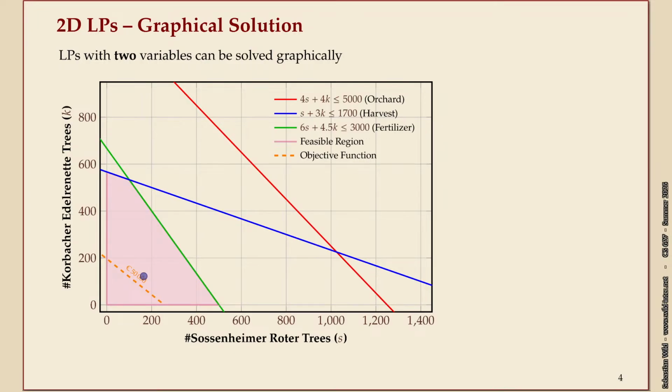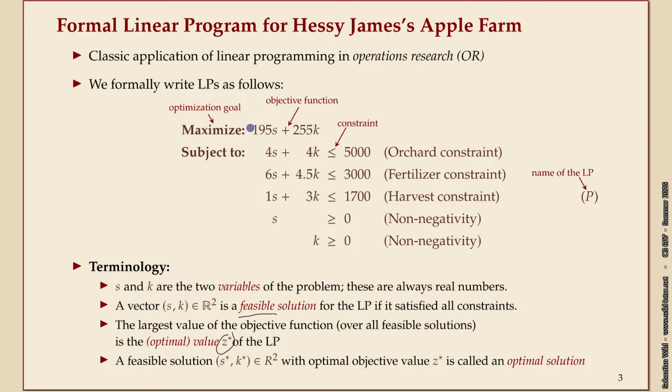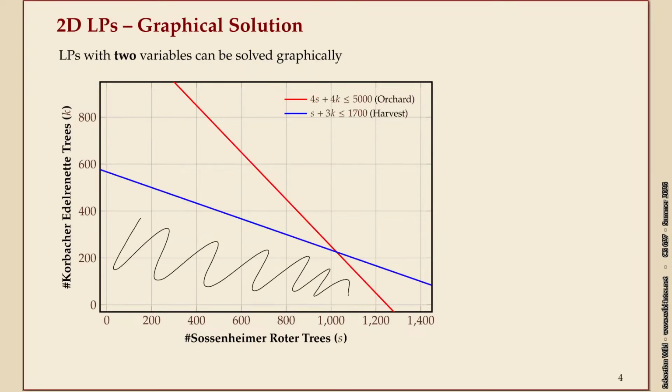And the objective function, you can say, I'm fixing all values for s and k that give me a fixed certain profit, say 50,000 euros. And they all lie on this line because the objective function, again, is also just a linear number. If you set that equal to 50,000, you get a certain line. And that's the one that's drawn here.